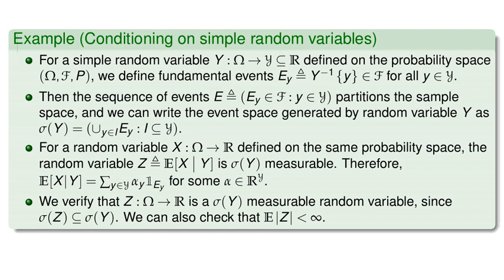We can verify that Z defined this way is indeed sigma of Y measurable because the sigma algebra generated by Z is clearly a subset of sigma of Y. We also need to ensure Z is integrable, which follows from the integrability of x. We can check that the expectation of absolute Z is finite.